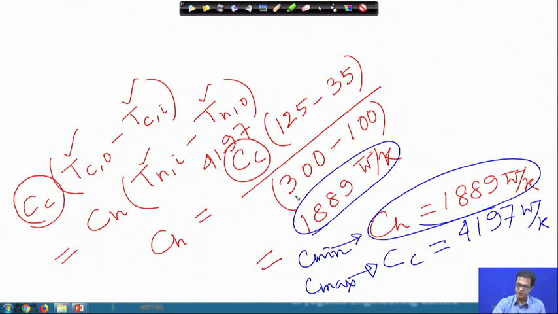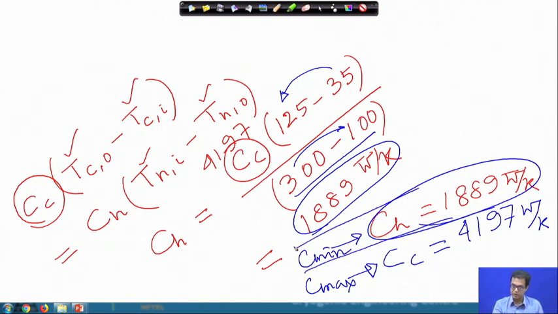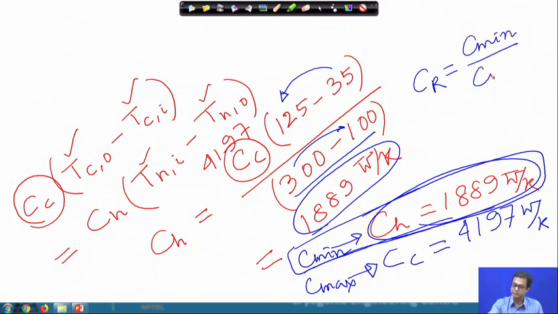So, it is also evident that the hot fluid is moving from 300 to 100, whereas the cold fluid is moving from 35 to 125. So, the hot fluid is experiencing the larger difference in temperature, whereas the cold fluid is experiencing the smaller difference in temperature. So, obviously, the fluid which is experiencing the larger change in temperature will have the minimum heat capacity.